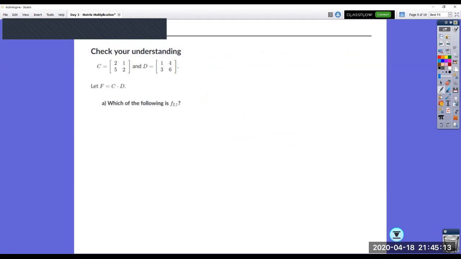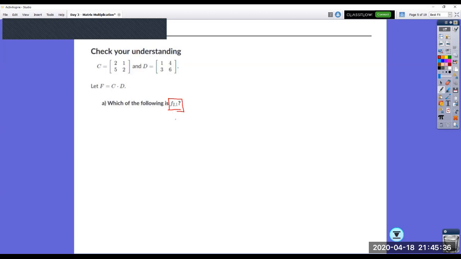Now just to check for understanding here, notice if we have two different matrices. Now we have matrix C, matrix D. It says let F equal C times D. The order of these matrices is really important. This means that C comes first, then D. We have that written up here as well. This is not going to be a huge emphasis for today, but I'll mention it here for those of you that are feeling pretty good with it so far.